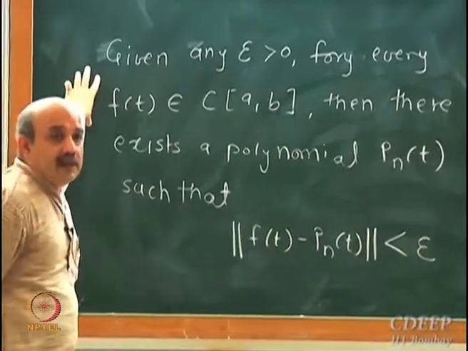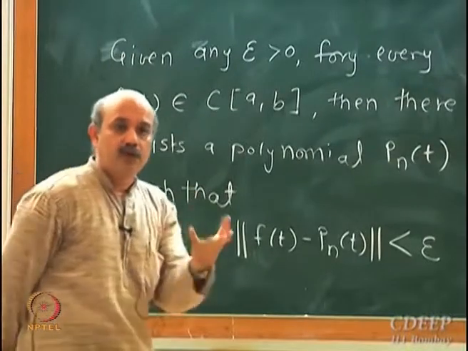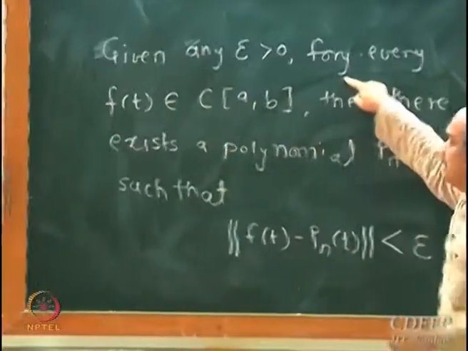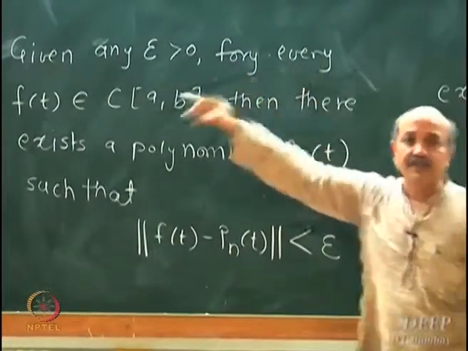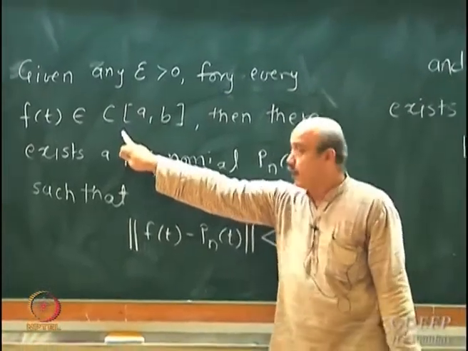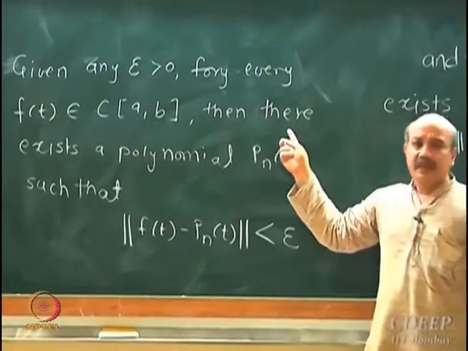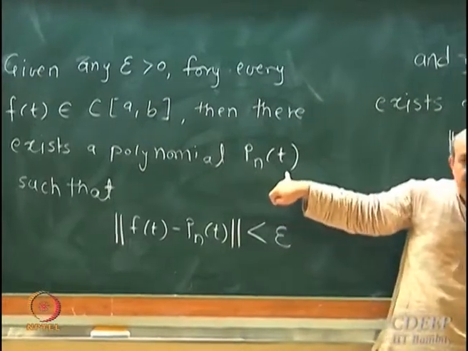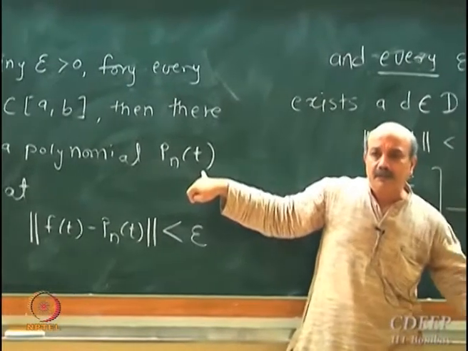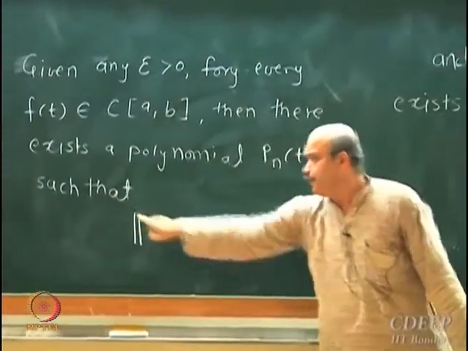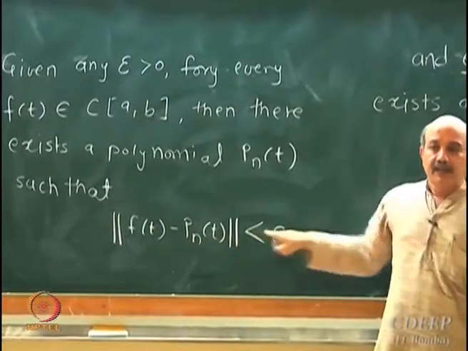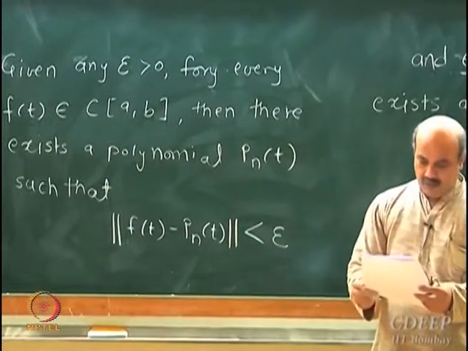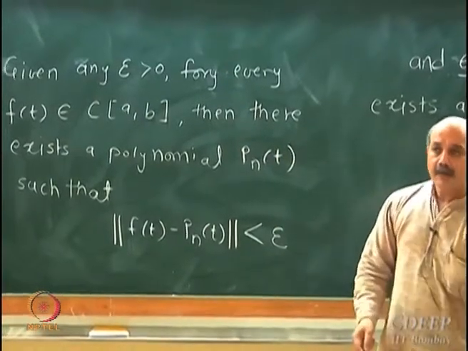So what does it say? Given any epsilon, you give me the accuracy that you want, how close an approximation you want. You can specify that epsilon and give me any function f(t) which is a continuous function. Then there exists a polynomial approximation. I am going to call this P_n(t), where n will be, let's say, the order of the polynomial, such that the norm of f(t) minus P_n(t) is less than epsilon.